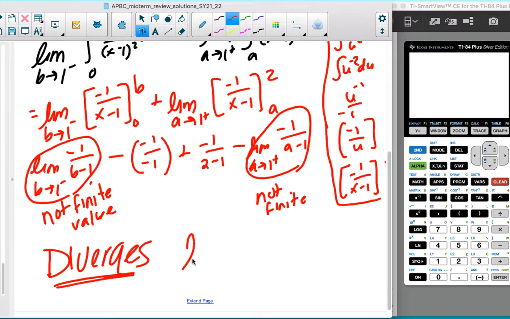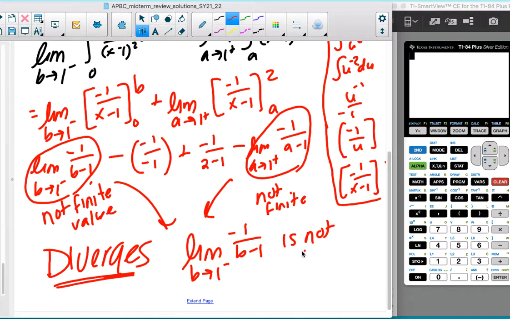The reason is that it doesn't matter which one you pick, but the limit as b approaches 1 from the left of negative 1 over b minus 1 is not a finite value. Essentially, it doesn't exist. It's an infinite value. It's not going to work. So the second that happens, you're done, and it diverges.